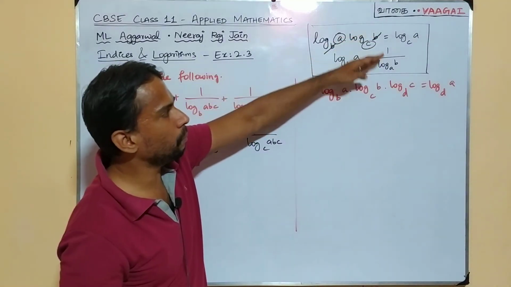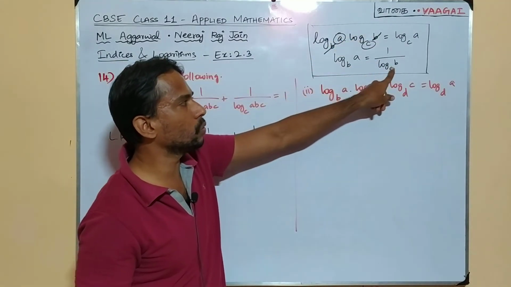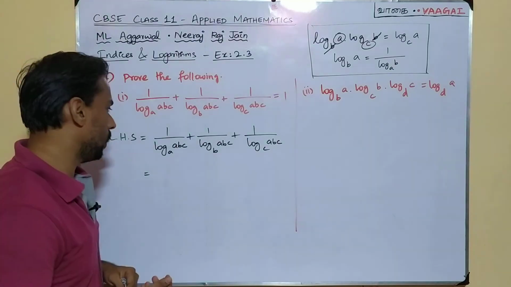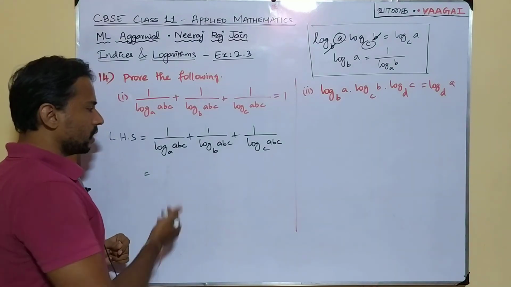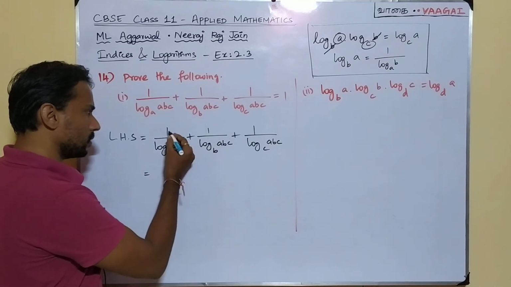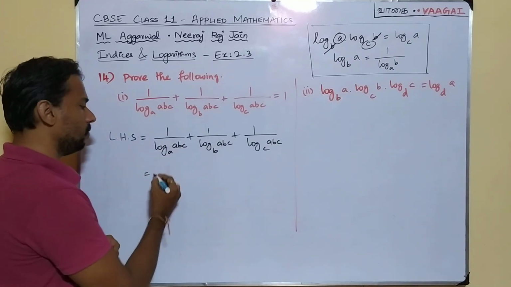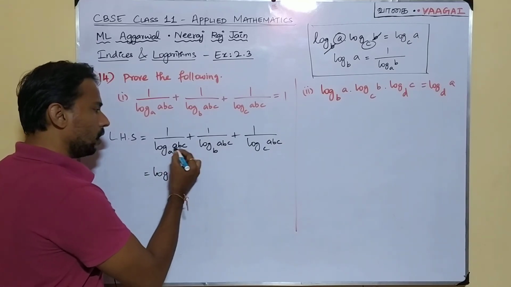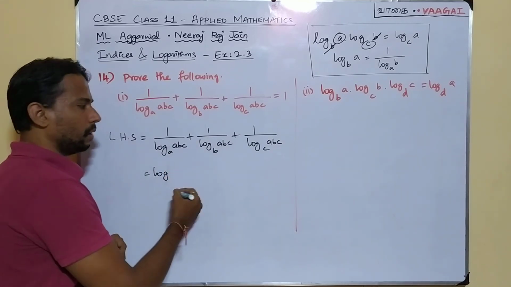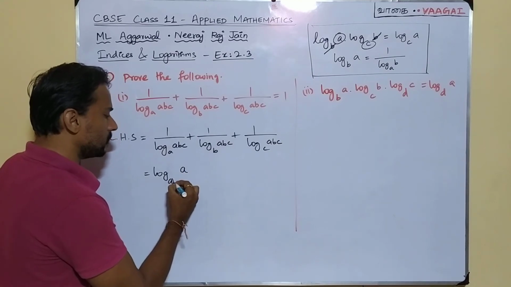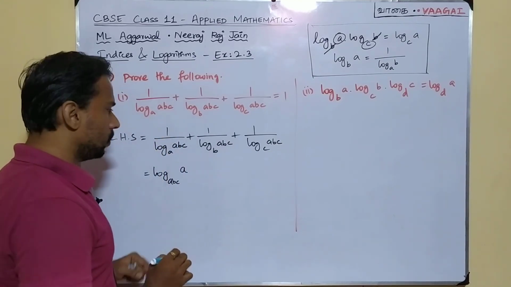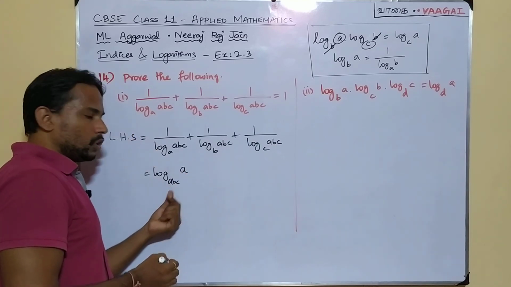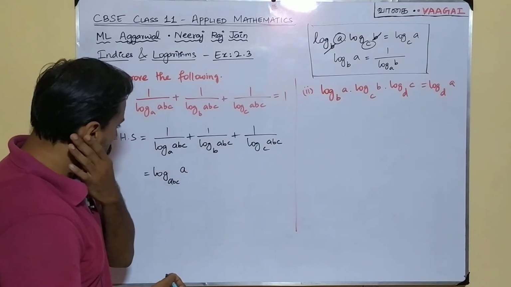So we have 1 by log of a value to some base. What we can do is just change the base and the value, right? So if we change it, the first expression, log abc to the base a, will now become log a to the base abc. Is the point clear? We have just taken the reciprocal. Once you take the reciprocal, these two values will get interchanged.